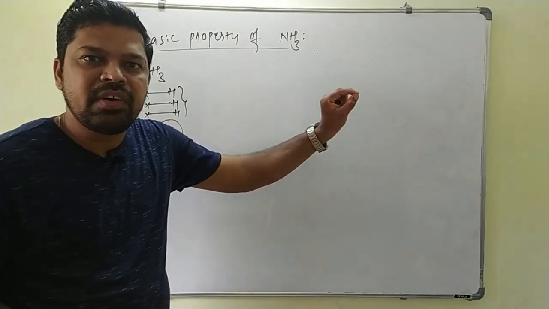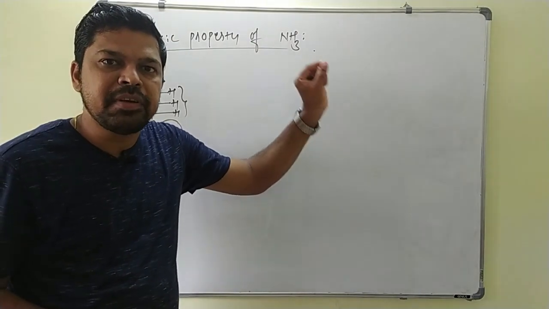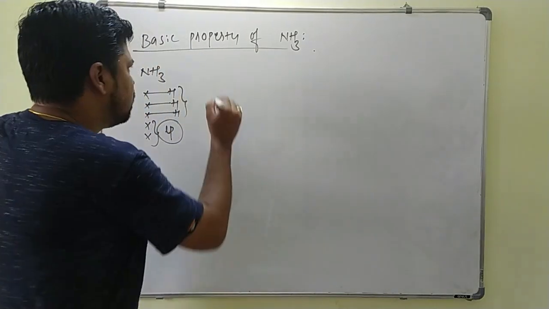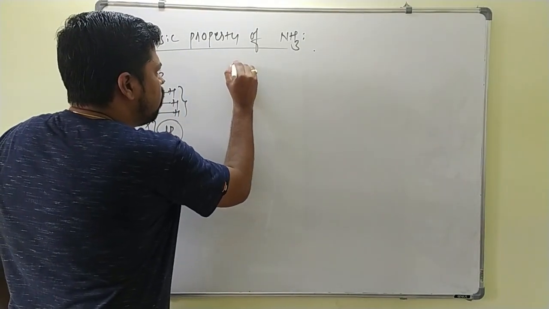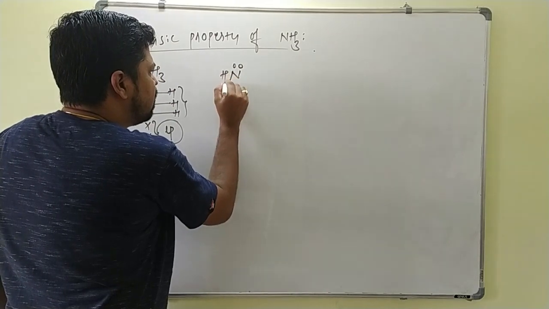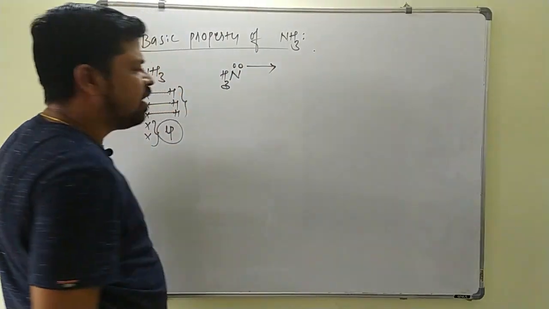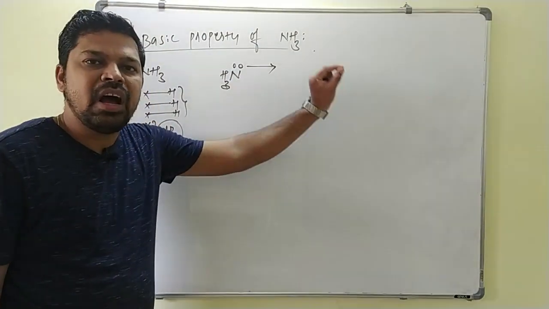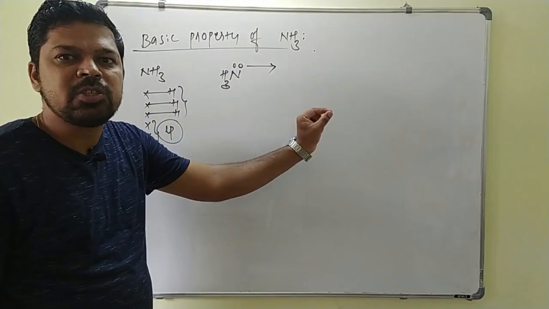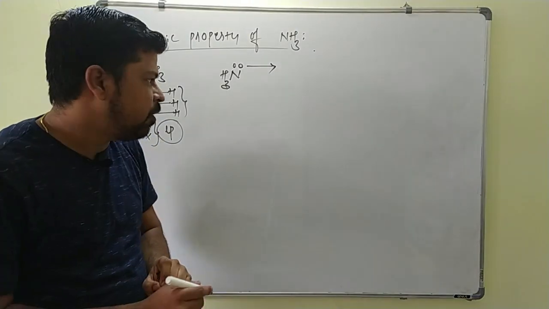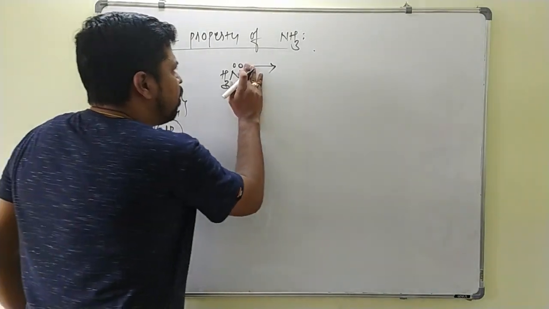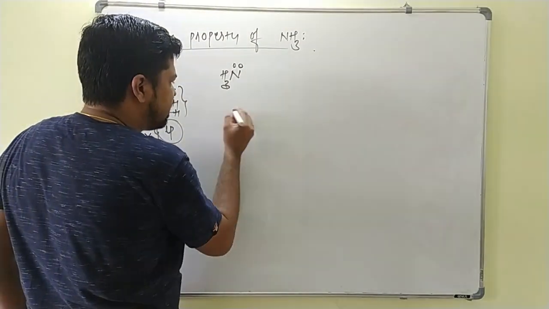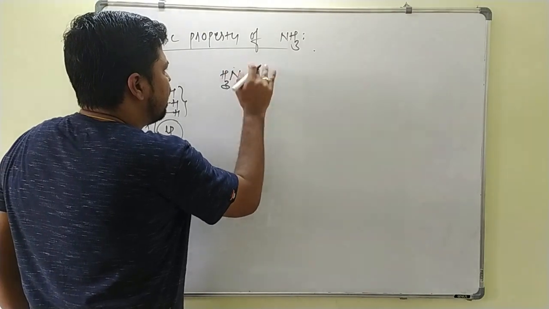Already in class 11 we have discussed what a Lewis base is. A species which can donate a pair of electrons is called a Lewis base. So here, due to the presence of a lone pair of electrons on nitrogen, ammonia acts as a very good Lewis base. Keep in mind, the basic property of ammonia is due to the presence of the lone pair of electrons on the nitrogen atom. By donating its lone pair, it acts as a Lewis base here. For example, we will write this one first.